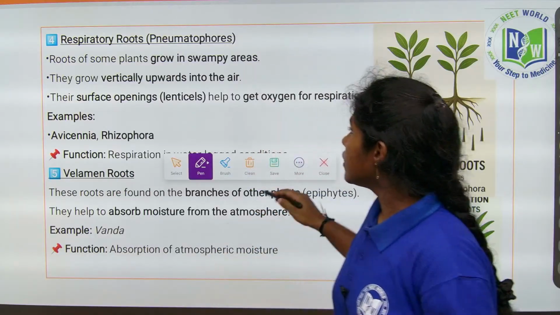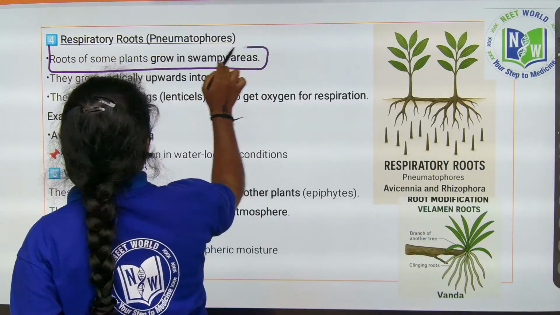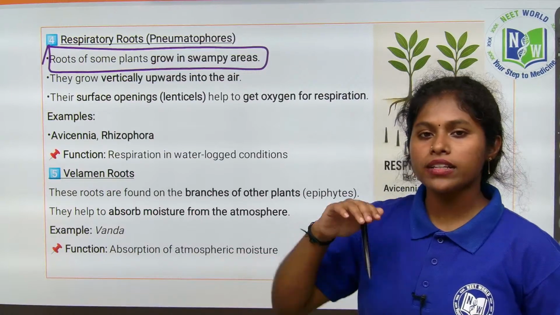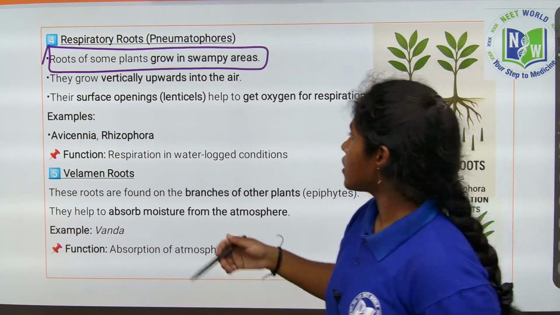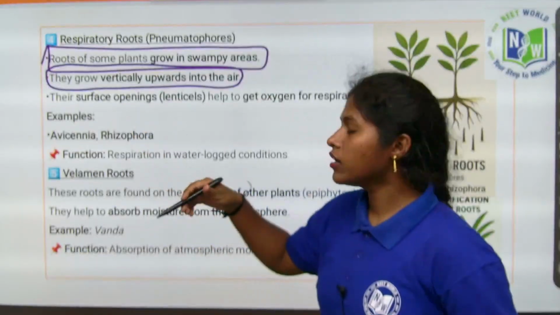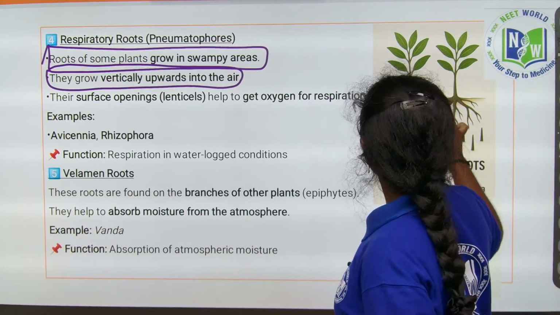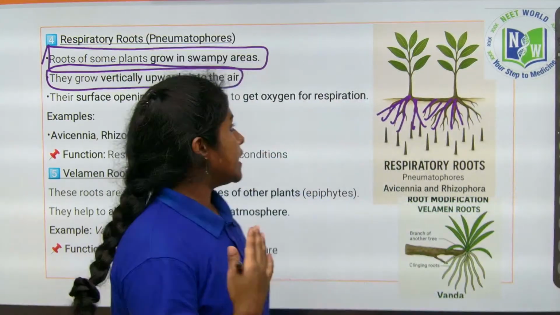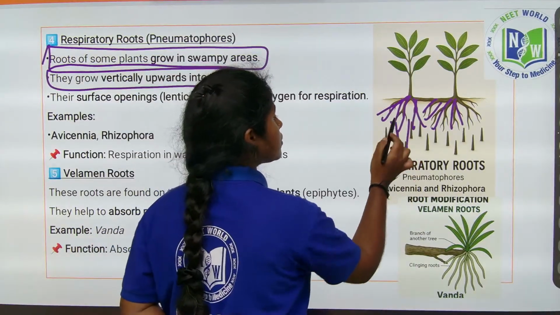So let's see. Respiratory roots of some plants grow in swampy areas. Why do they grow in swampy areas? What are swampy areas? They are mud, waterlogged regions. These roots grow vertically upwards to the air. As we know, roots usually grow towards the soil, but these respiratory roots grow vertically upward from the soil.